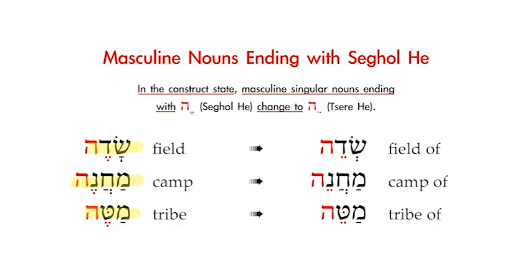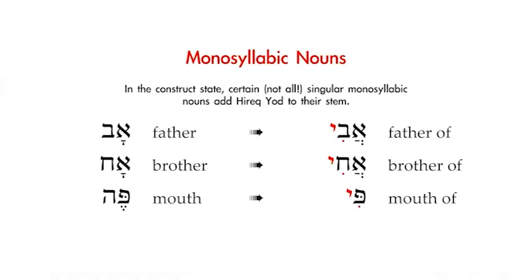That's their lexical form. All nouns that end in segol he are masculine. In the construct state, the segol he changes to tsere he in each instance: sadeh, machaneh, mateh. This slight change in spelling from segol he to tsere he is what identifies the construct state for masculine nouns that end with segol he. This is a trickier change to see because it's just really in our own mind the loss of a single dot, and so you've got to pay attention to detail to recognize these nouns as masculine singular construct nouns.